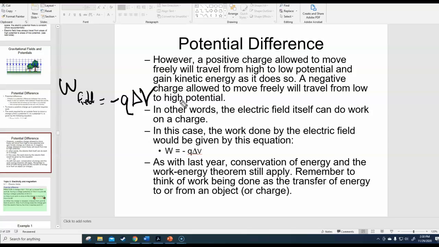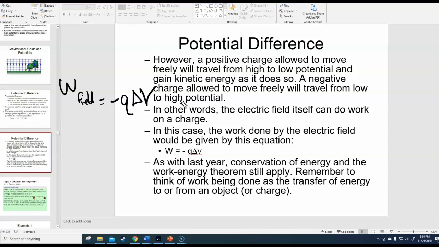In other words, what I'm saying is the work I have to do to lift a charge up to a higher potential, all that energy would come back out when I let that charge fall back down to a lower potential. As with last year, conservation of energy still applies. Conservation of mechanical energy still applies, especially because in dealing with problems with the electric field, you almost never have any frictional force or non-conservative forces, and so conservation of mechanical energy still definitely applies.